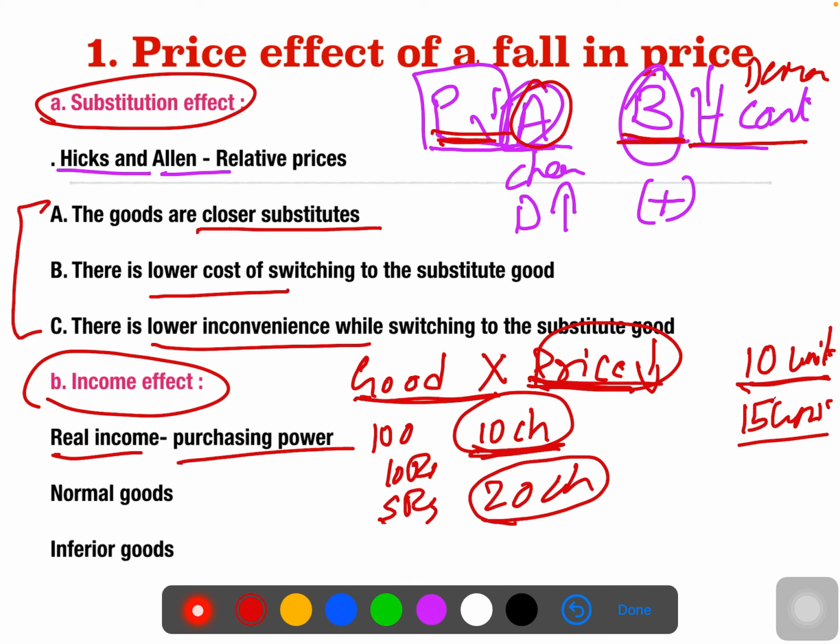The income effect can be decided in two different ways for two different goods. The first one is normal goods. For normal goods, the effect will be positive. Whenever any good's price falls, the demand for that is definitely going to increase. If any good's price is decreasing, definitely the consumption of that good is going to increase. So both are moving in the opposite direction, so the demand curve is downward sloping.